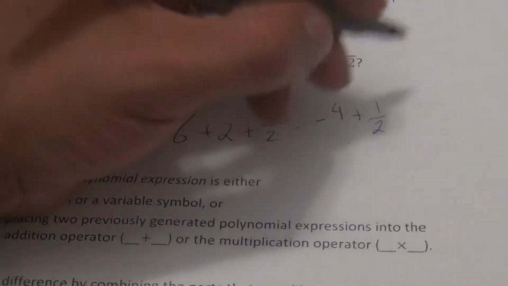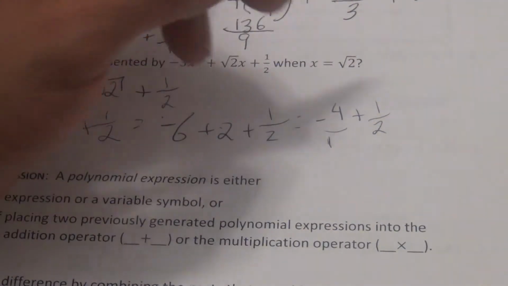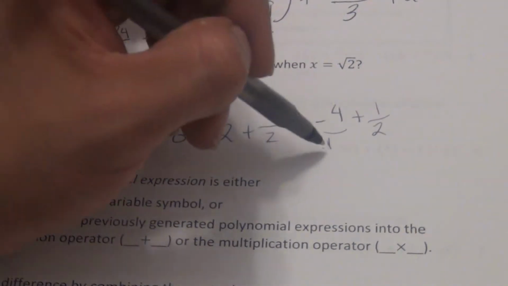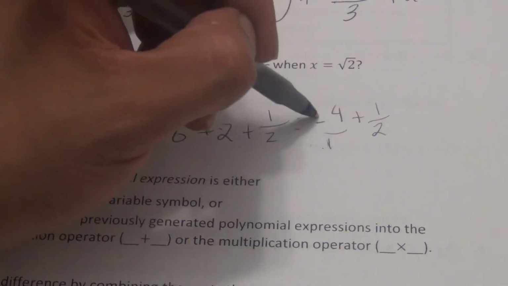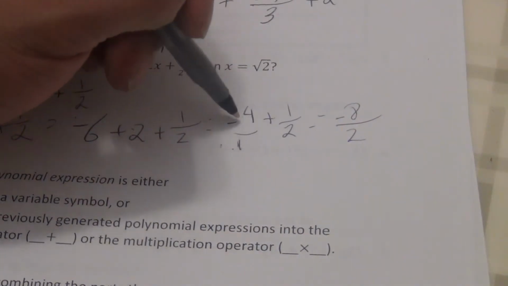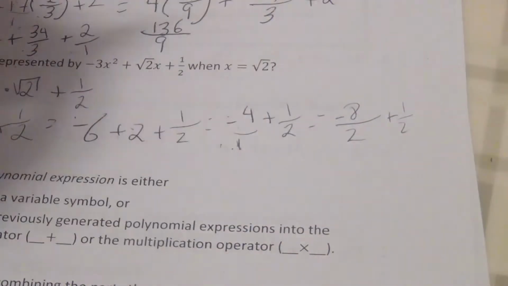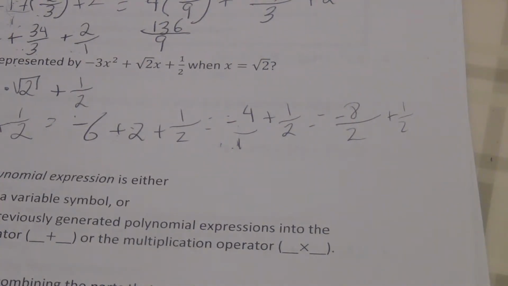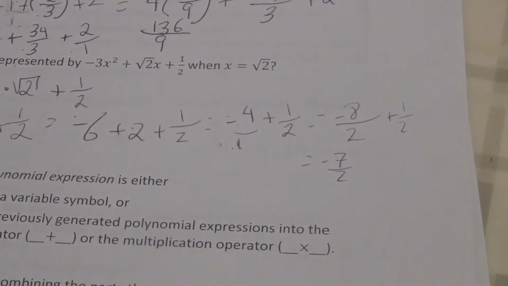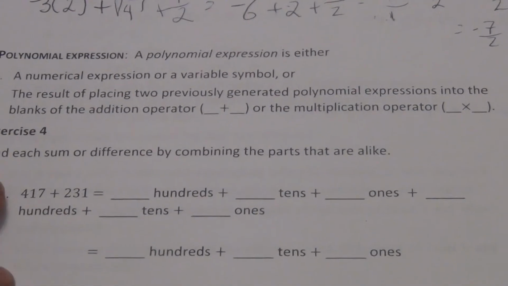So this is negative 4 over 1. In order to add them, we need to have the same denominator, so we need this 1 to become a 2. So we have to multiply by 2 over 2. So we end up with negative 8 over 2, right? When you multiply it by 2 over 2, plus 1 over 2. And then we end up with negative 7 over 2. And that's it, that's your answer. Okay, let's move on then.